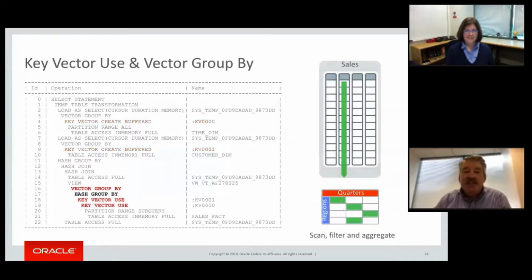And then we're going to see the new access path, something called a vector group by, and that's in-memory aggregation. So you won't see that until you enable database in memory. And with database in memory, we're going to do our key vector use, very similar to what we see with our Bloom filter use. And we're going to push those 2 key vectors into our access of the sales fact table.